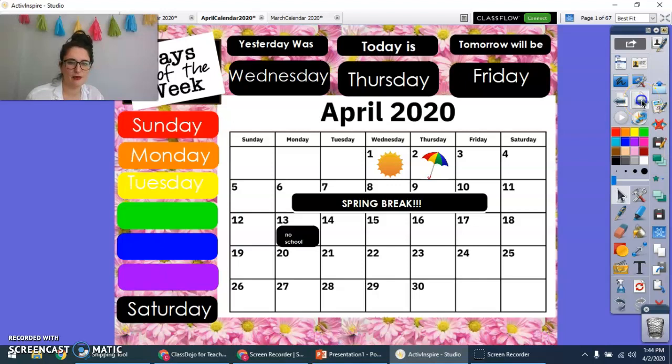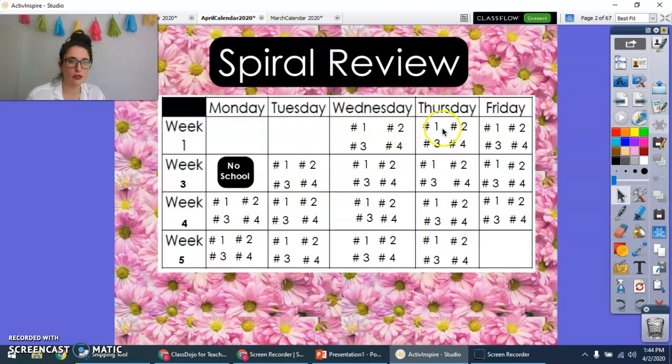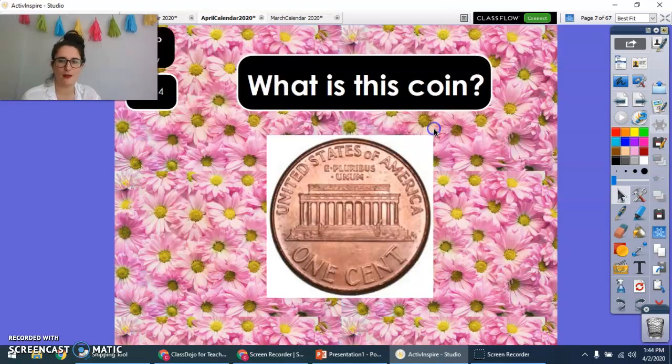All right, let's keep it going for our spiral review. So get out that piece of paper or maybe a whiteboard so that you can answer these questions with me. All right, what coin is this? Can you tell me? Did you say a penny? Yeah, it is. This is the tails of a penny, and I can tell it's a penny because it is brown.